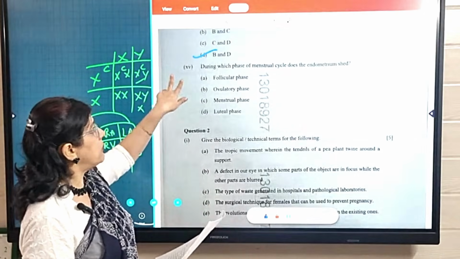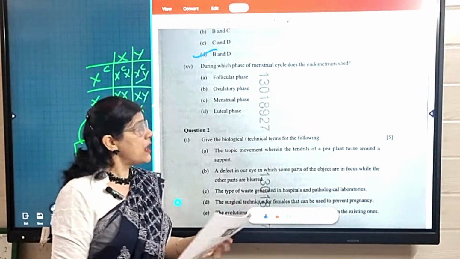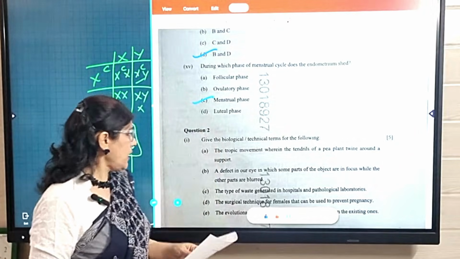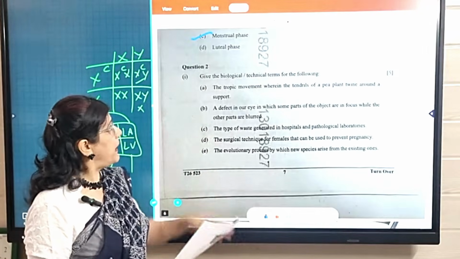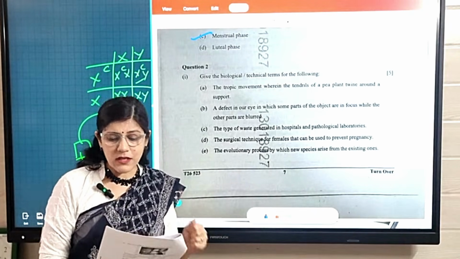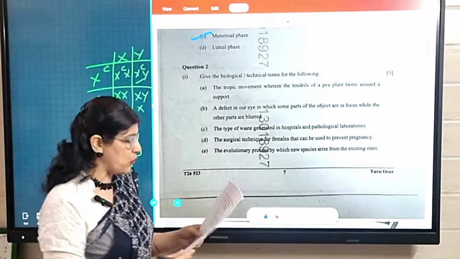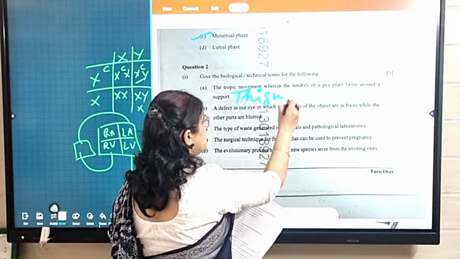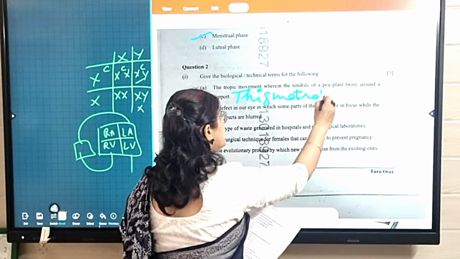In 15th part, during which phase of the menstrual cycle does the endometrium shed हो रहा है? So this is menstrual phase. Now coming to question number 2, biological or technical term for the following. The tropic movement wherein the tendrils of a pea plant twine around a support, this is known as thigmotropism.